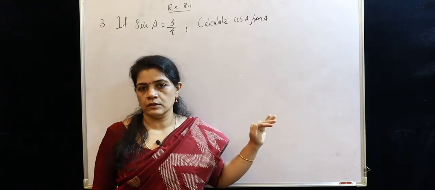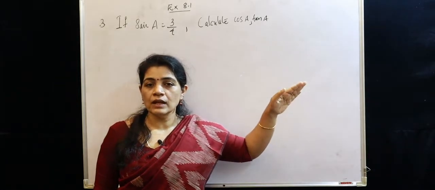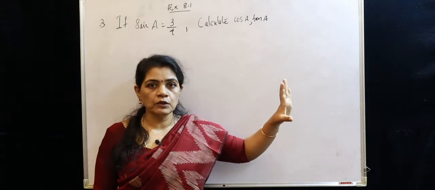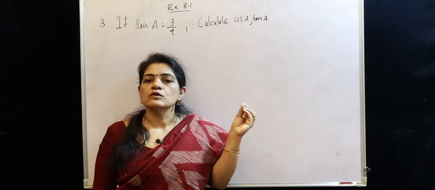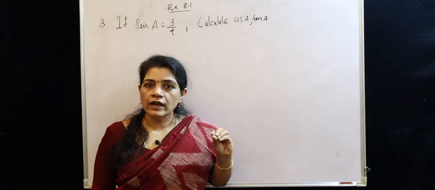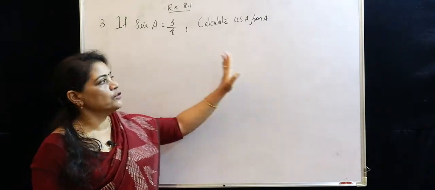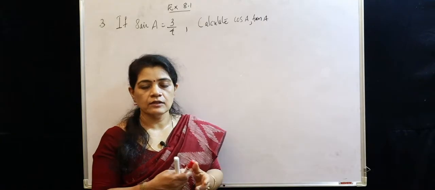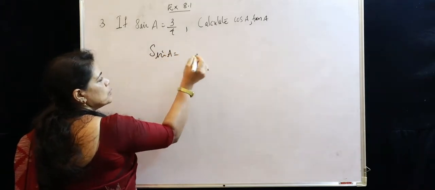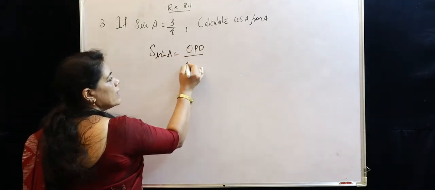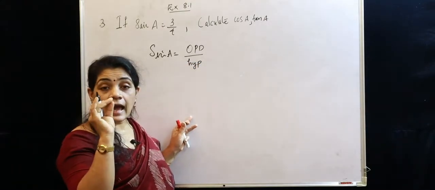The same way cos A also. Cos A means adjacent side by hypotenuse. In both cases, the denominator is the hypotenuse, so it will be the longest side. So the numerator is always less than the denominator. So sin A and cos A will always be a proper fraction. Understood? Okay. So we have to draw the figure first. By definition, what is sin A, children? Sin A is equal to opposite side by hypotenuse. So here the reference angle is angle A.